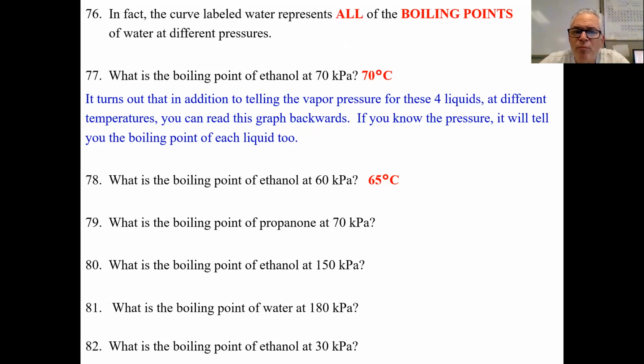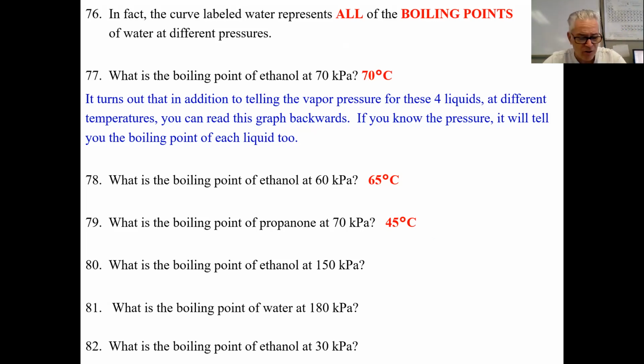What is the boiling point of propanone at 70 kPa? So to do that, you go up to 70 kPa, and I'm going to put a little box around it, and it's going to be 45 degrees centigrade. See what I did there? I went up to 70 kPa, slid across to the propanone line and read down what the temperature is there, and that temperature is 45 degrees.